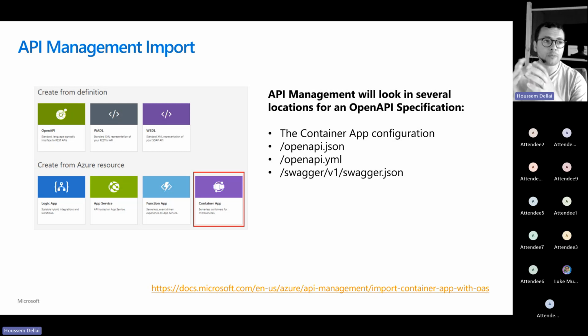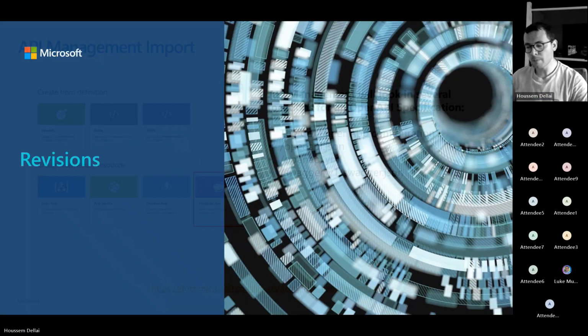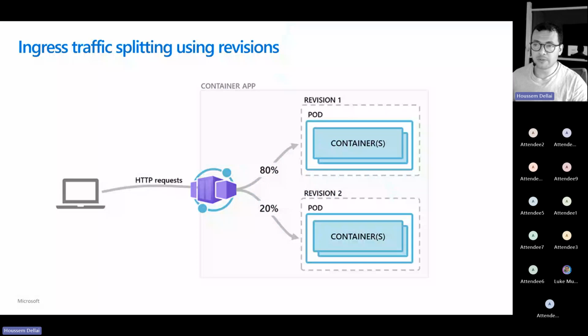So we have container apps that could be integrated with API Management. It means that you deploy your container apps privately. It will be private, so no one will have access to it, and then you expose it publicly through API Management for better security. So the revisions, we have mentioned, are what will allow you to send like 80% of the traffic to revision 1 and 20% to the second revision.